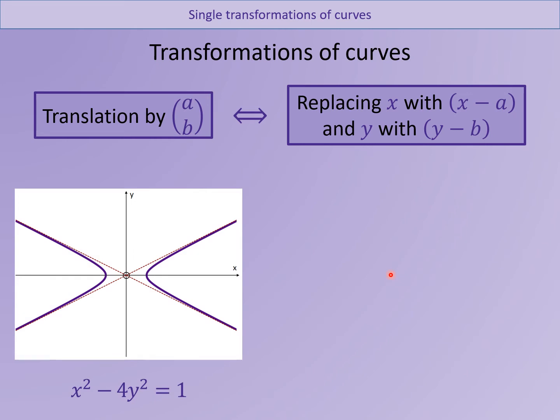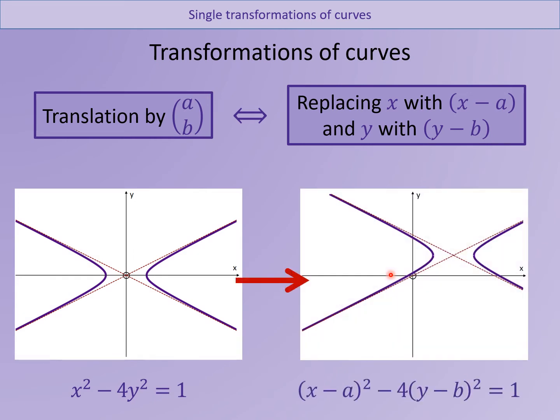So if I've got this one here and I want to translate it by a certain amount A and a certain amount B, what happens is it moves it across and up by that vector AB. And there we go. That key point just there would move up and across to just there.